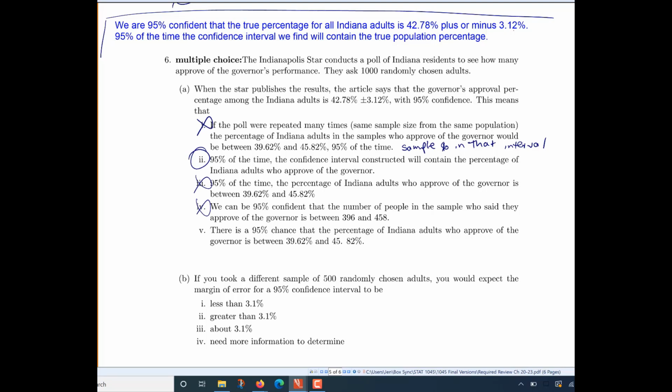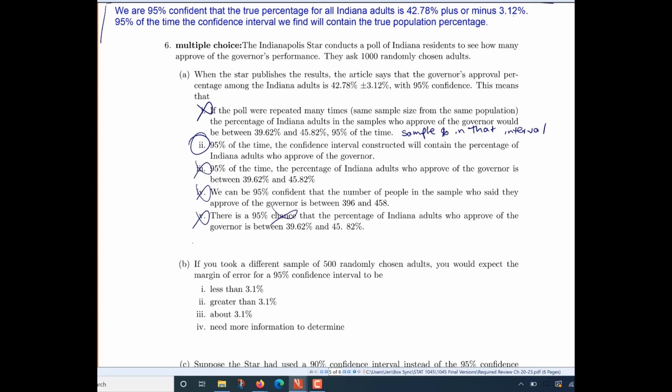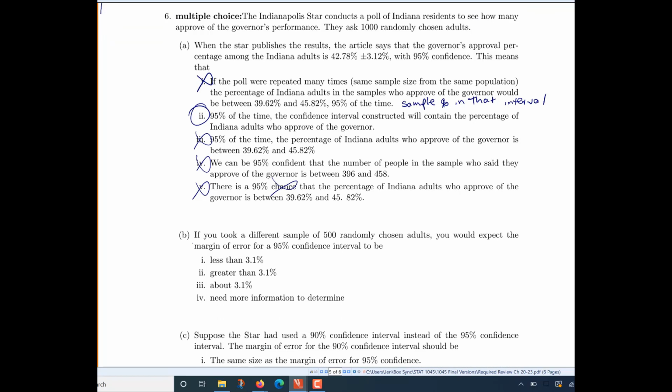And there's a 95% chance that the percentage of Indiana adults, 95% chance, when you see that, you automatically know that it's going to be wrong. Next, if you took a different sample of 500 randomly chosen adults, you would expect the margin of error for a 95% confidence interval to be what compared to our original? So this 3.12% tells me that my margin of error is 3.12%.